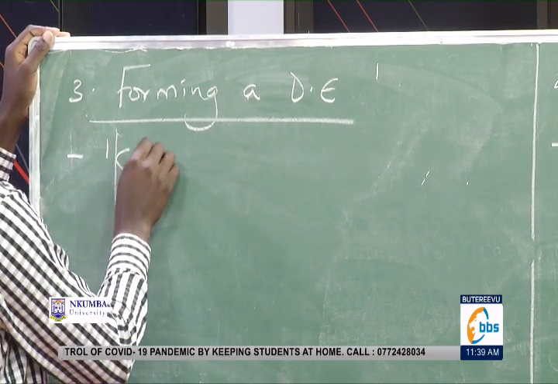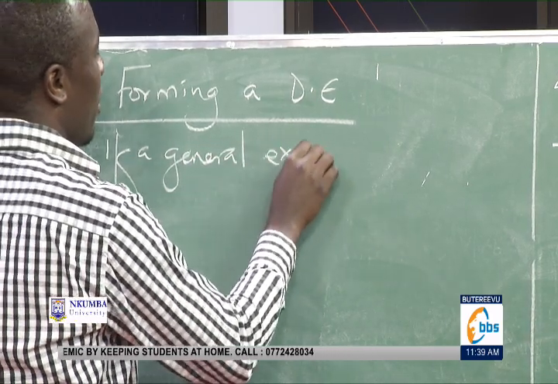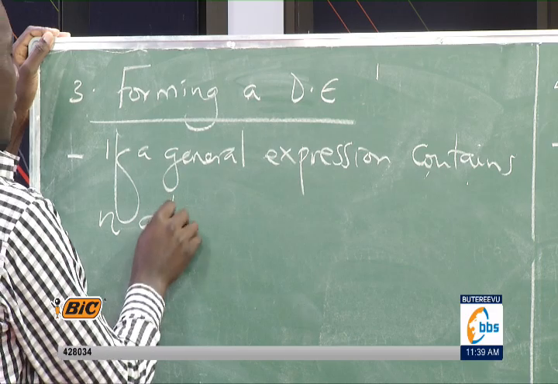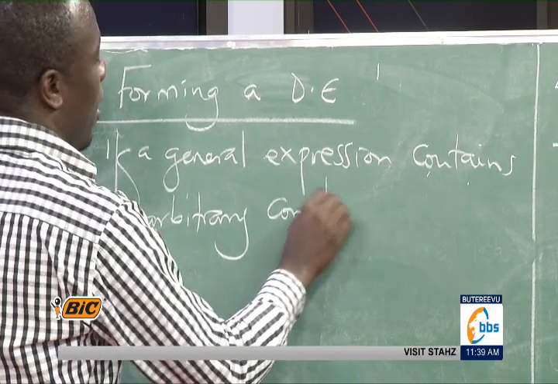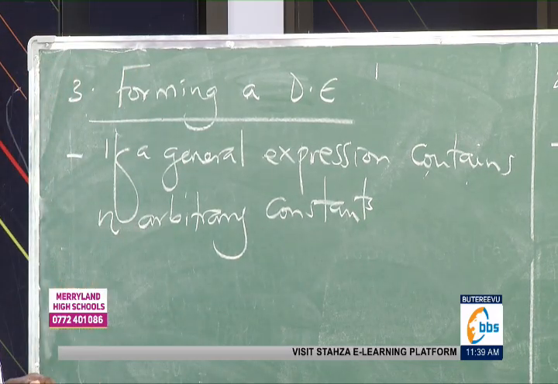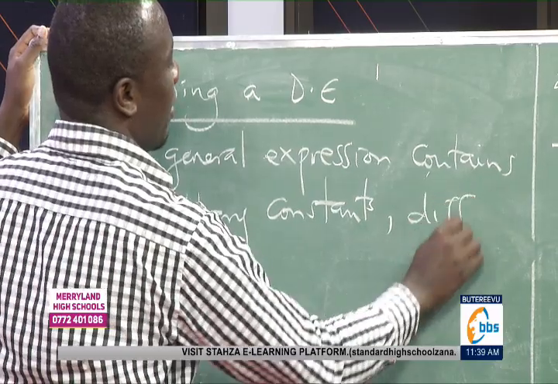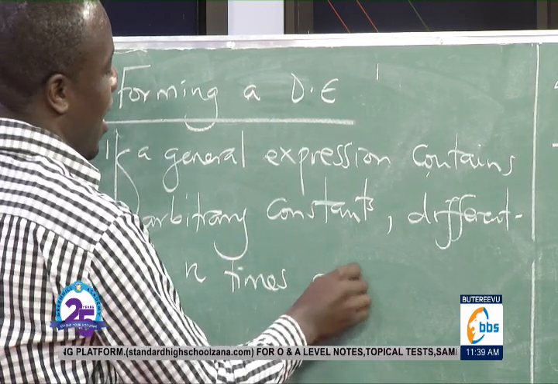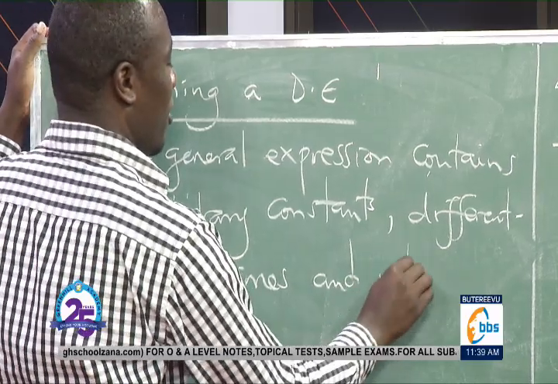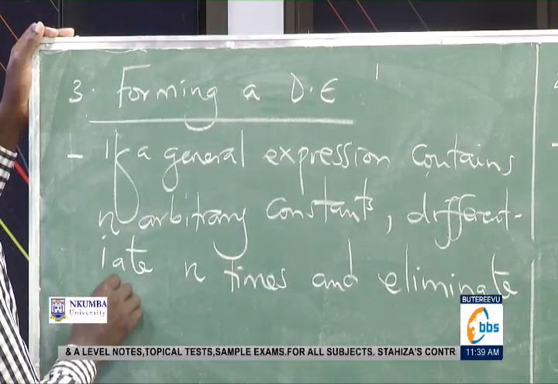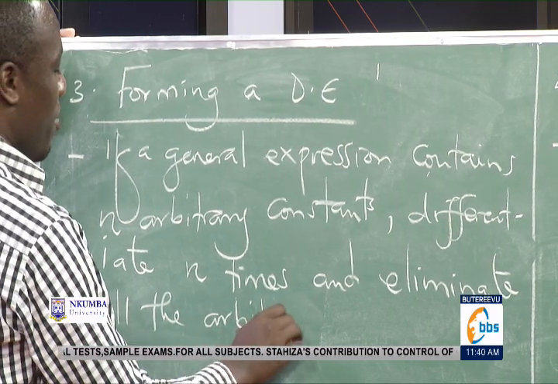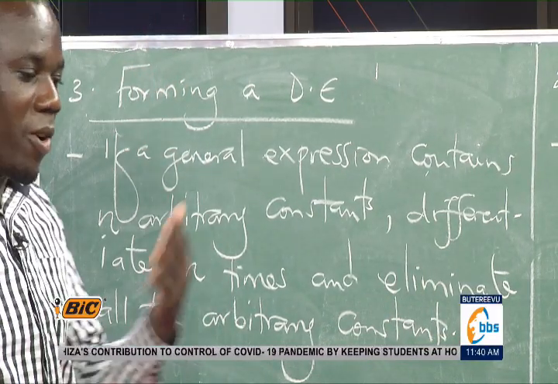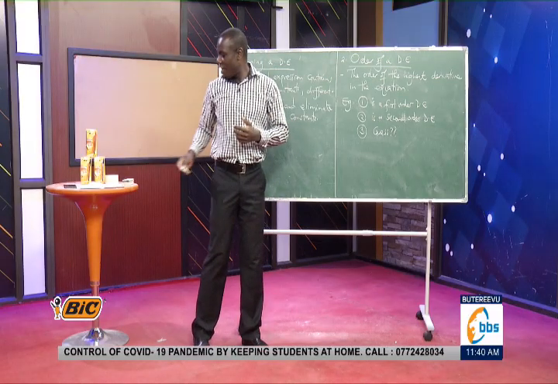If an expression contains n arbitrary constants, and you want to form a differential equation from that expression, you differentiate n times, of course. You differentiate n times, and you use mathematical manipulation to eliminate all the arbitrary constants. What will come out will be a differential equation, and the expression you differentiated, we call it a general solution for that differential equation.